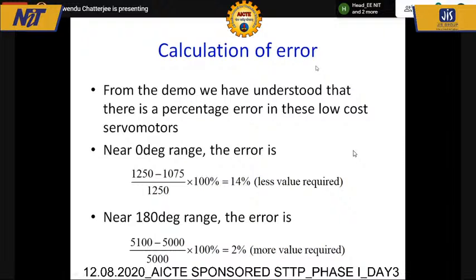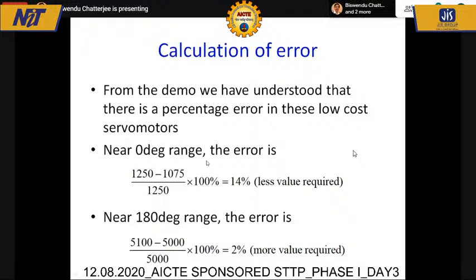So calculation of error: if you see near 0 degree range, the actual value was 1250 as written in the data sheet. But we have put 1075. That is 14% less value will be required to compensate for it. Near 180 degree range, I have given 5100, so that 2% more value will be required to compensate in the range of 180 degree.